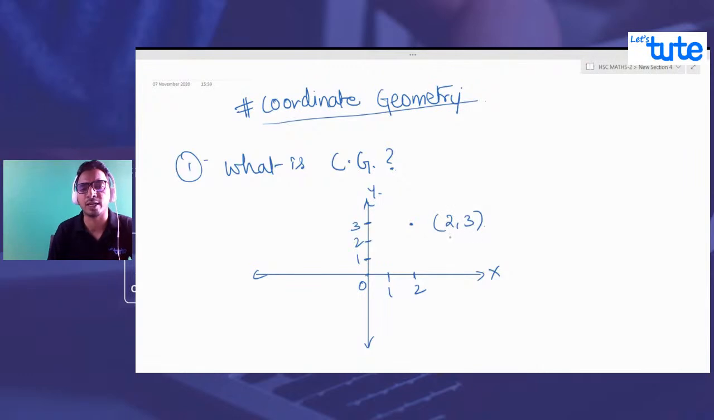Location of a point is given by the x coordinate and y coordinate. The x coordinate is basically the point on the x-axis. The y coordinate is basically the point on the y-axis. So this is the point. The location of this point is 2, 3, and this is the x coordinate, and this is the y coordinate. And we have seen that the x coordinate is called the abscissa.